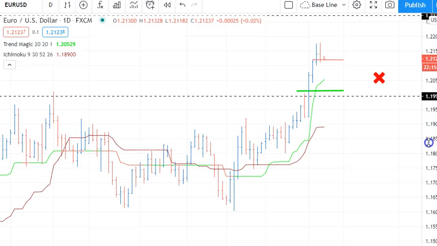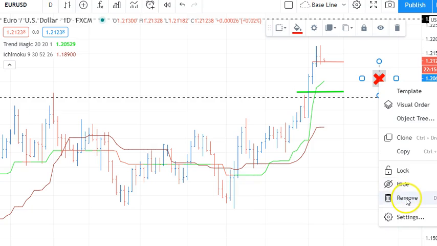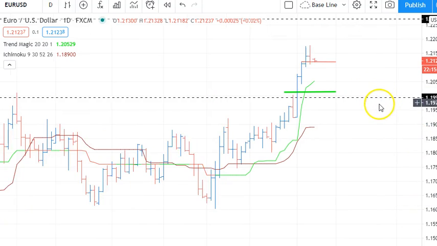Euro USD, after having the initial move up last week, which was a lovely trade, and really nice to get in the bank.